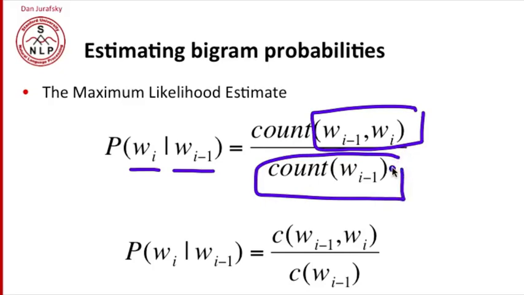So it's like saying, of all the times that we saw word i minus 1, how many times was it followed by word i? And we'll use the notation count sometimes, and sometimes, for simplification, we'll just refer to it as C. We'll use C for count. So the joint count of word i minus 1 and i divided by the count of word i minus 1.